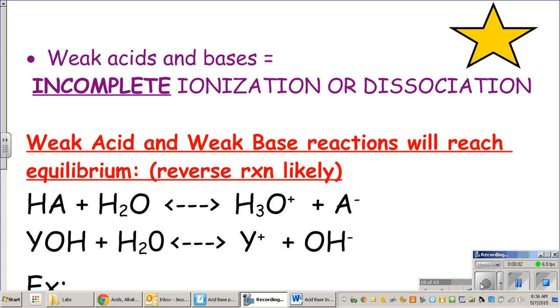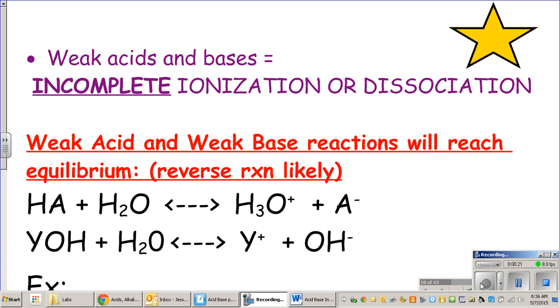This is the part we skipped yesterday. I wanted to let you get the hang of strong acids and strong bases and how to find their pH and their pOH. And now we just need to contrast that to weak acids and weak bases, okay? We're not going to really find the pH of them, but I need you to understand the big differences between them. First big difference.